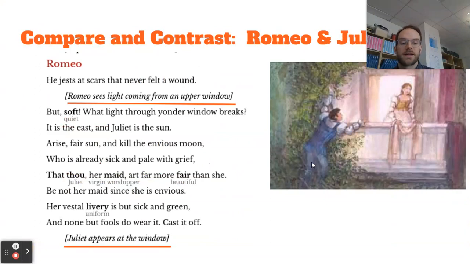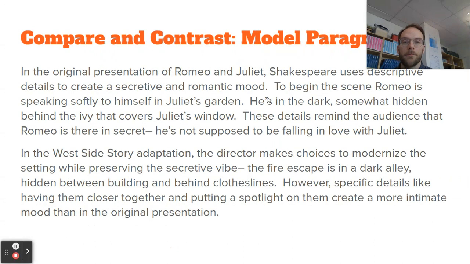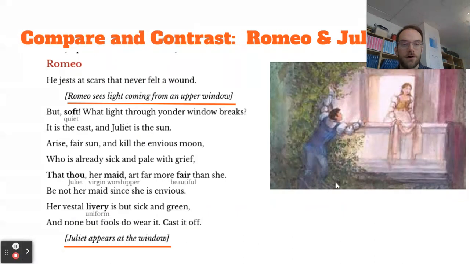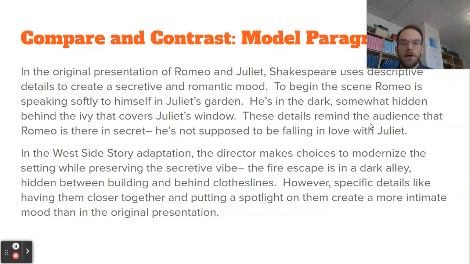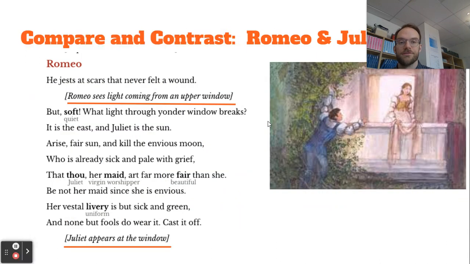Juliet doesn't know he's there. He's kind of speaking to himself. All this he says to himself. He's in the dark. He's somewhat hidden behind the ivy that covers the window. These details remind the audience that Romeo's there in secret. He's not supposed to be falling in love with Juliet. And so that's my analysis of this scene. He's in the dark. He's half hidden. It creates a secretive but still romantic vibe.